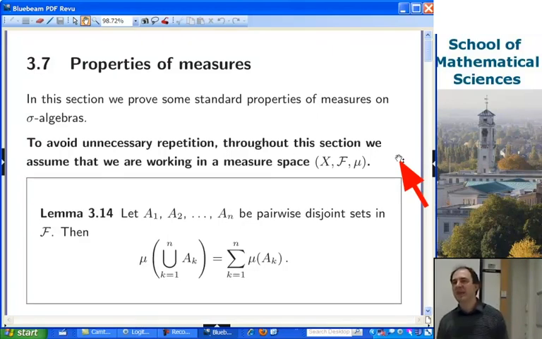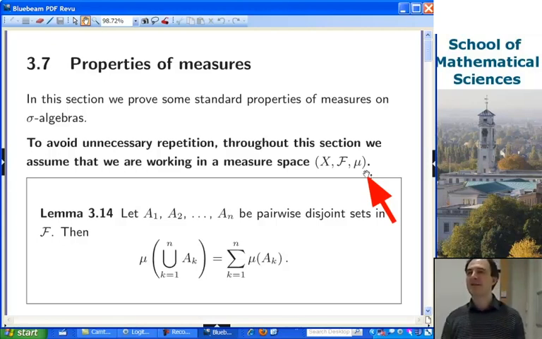Now, I don't want to keep saying let X be a set and let F be a sigma field and let mu be a measure on it. So throughout this section, X is going to be a set and F will be a sigma algebra on it and mu will be a measure on that sigma algebra. And I won't bother going into details as to which set or which sigma algebra or which measure. That will be a standing assumption throughout the section. Okay, that'll save me some writing and make the statements look a little bit simpler. But you should remember throughout that's what we're doing.